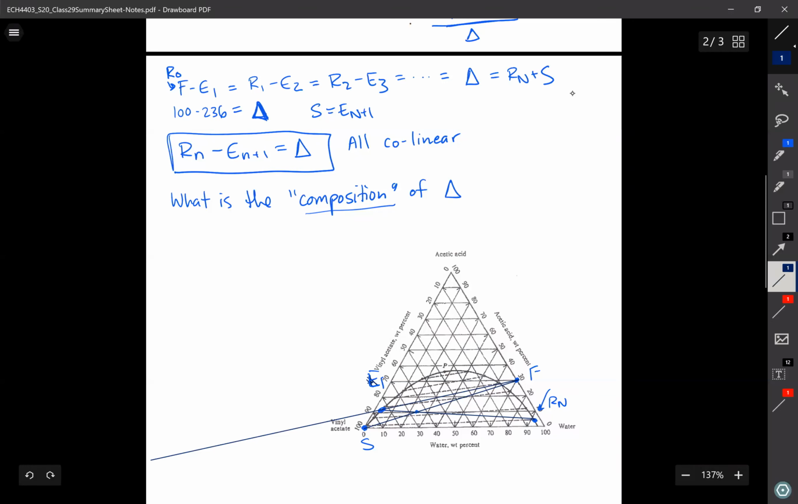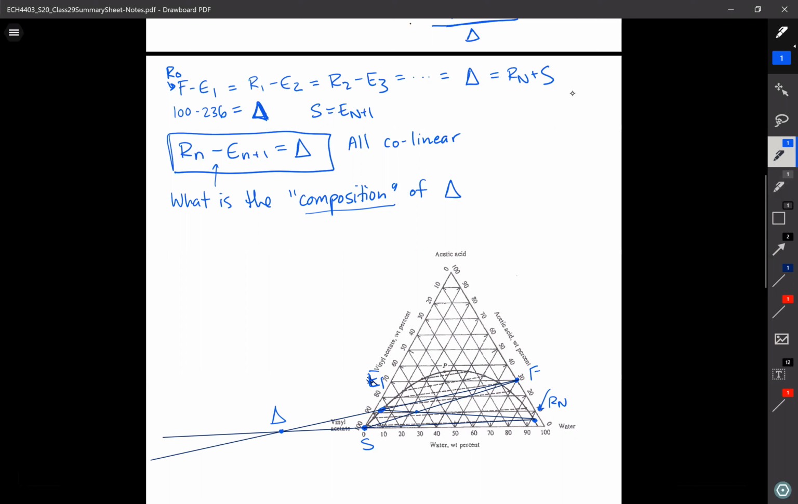Similarly, I've got Rn to S, and I'm going to extend that line out here as well. So this is going to give me what my delta point is. Now, obviously, it looks a little bit strange. We're not even in the same space as the plot anymore. It all has to do with this minus sign in the material balance. So that's why we're kind of outside the realm of what you would expect.